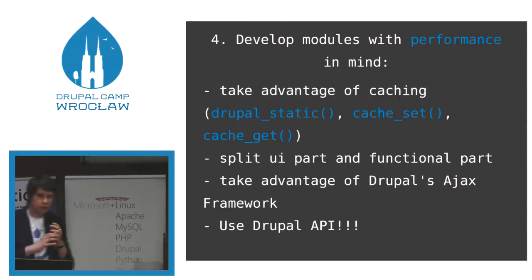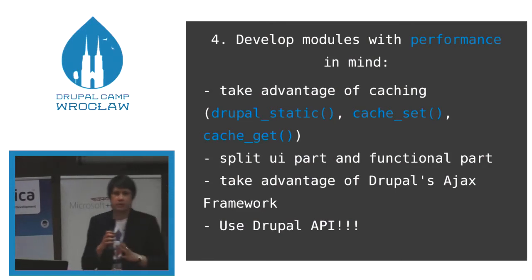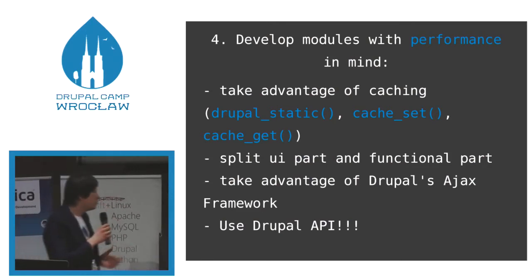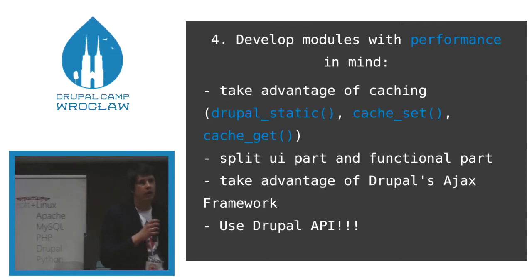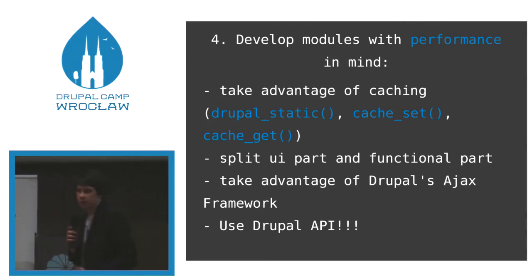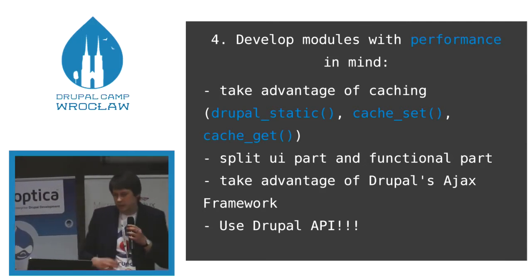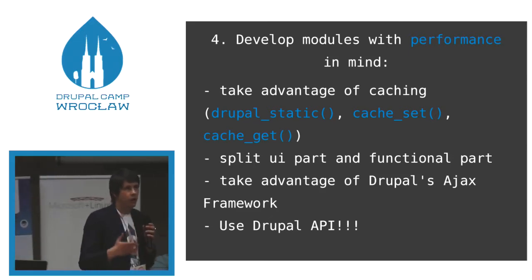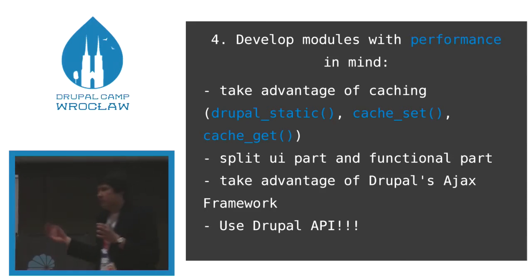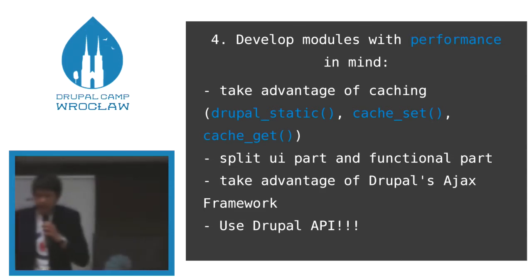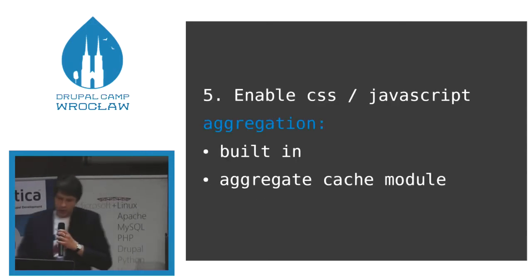Also, when you are building your modules, think about where you can use the excellent Drupal Ajax framework. It is built in, there are lots of docs on Drupal.org, and it helps performance because you don't have to reload the whole page. You can reload part of the page, so you can save on resources. And of course, use the Drupal API. Don't write your own functions which do the same as Drupal API functions, because those functions are already written and they are optimized, for sure.